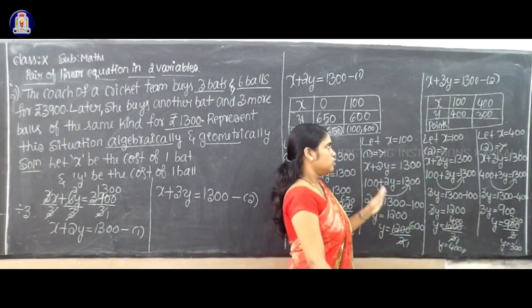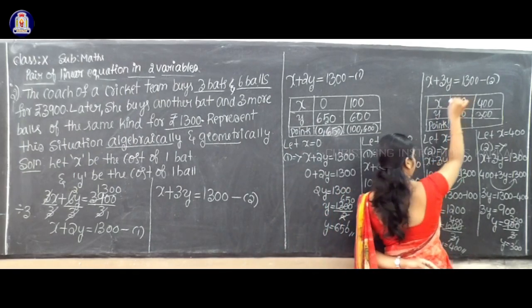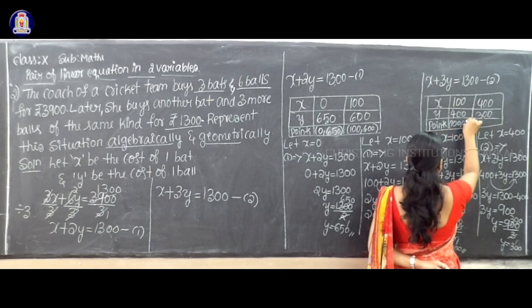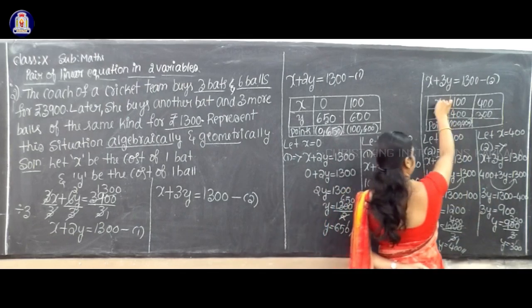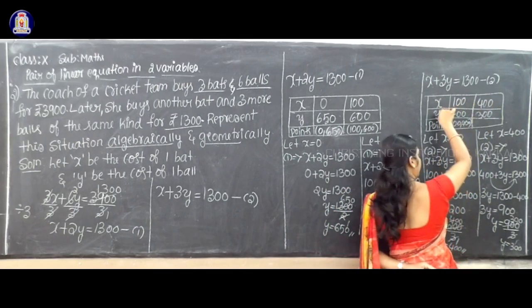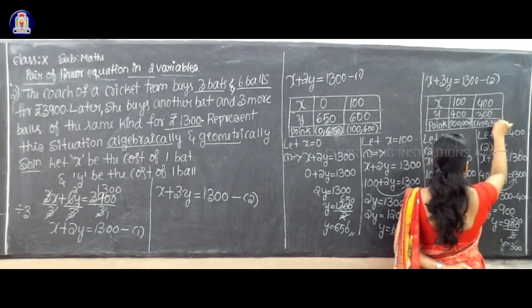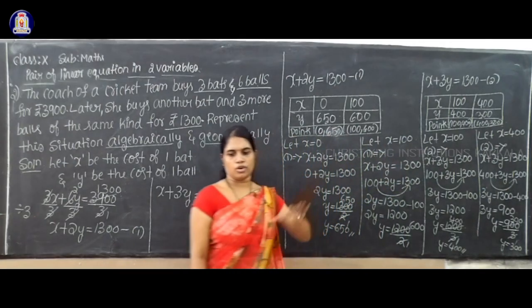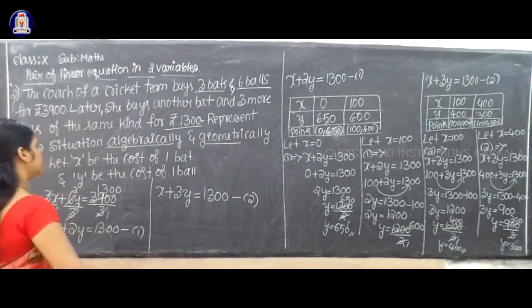Okay, so now I'll take the points. x point is 100, y coordinate is 400. So therefore your point is 100, 400. Again the x coordinate is 400, y coordinate is 300, so that your point is 400, 300. So these are the points. Now by using these points, I'll plot the graph.